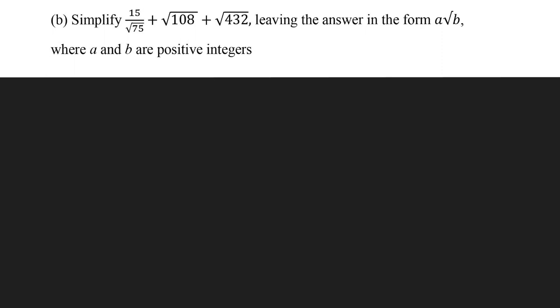All right, question 1b says simplify 15 over root 75 plus root 108 plus root 432, leaving the answer in the form a root b.